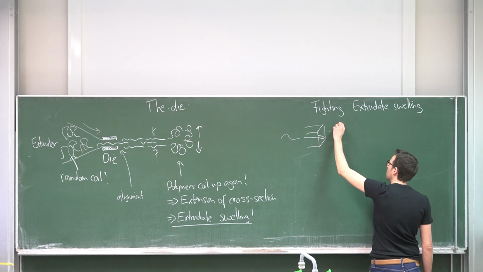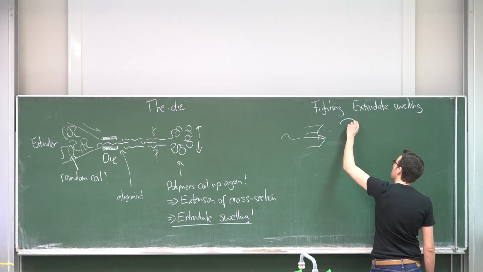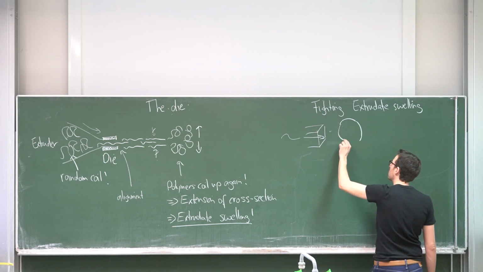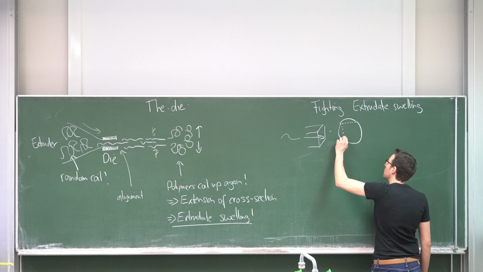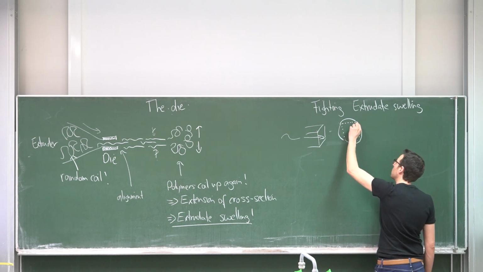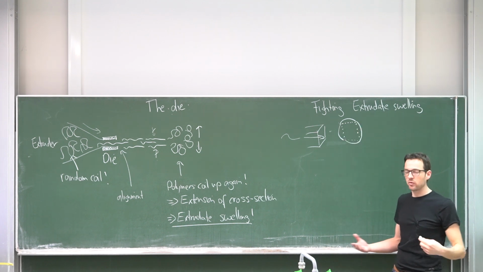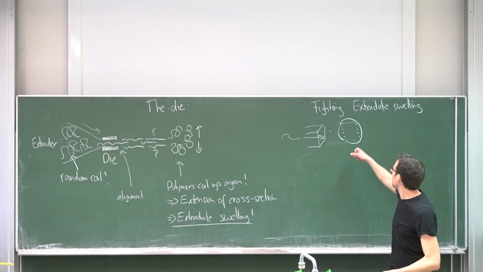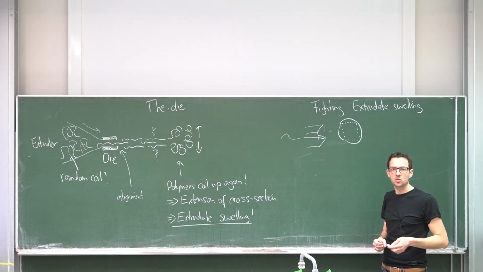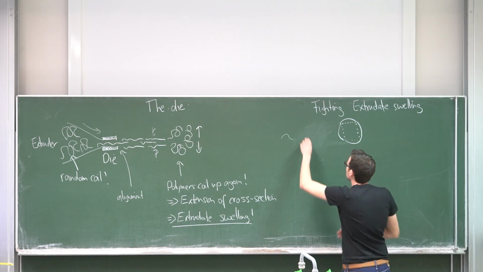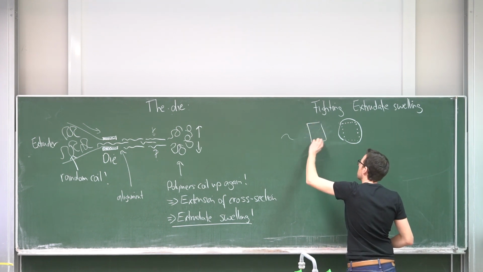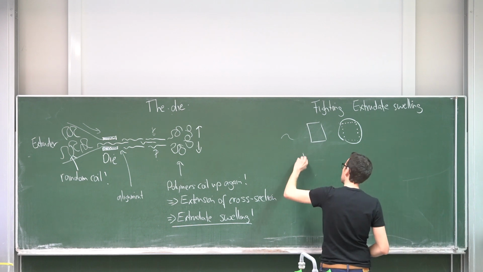will pop up and you will end up having such a cross-section instead of the square one. So if you want to have a square cross-section and you know how much your material extrudates, you can simply maybe. So this is the die cross-section.